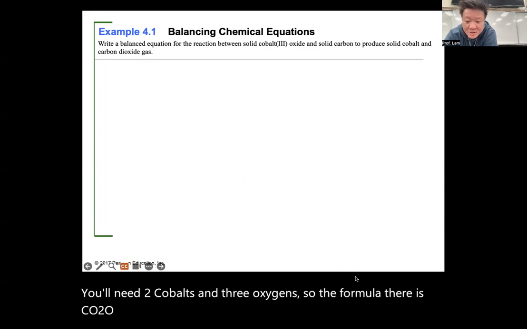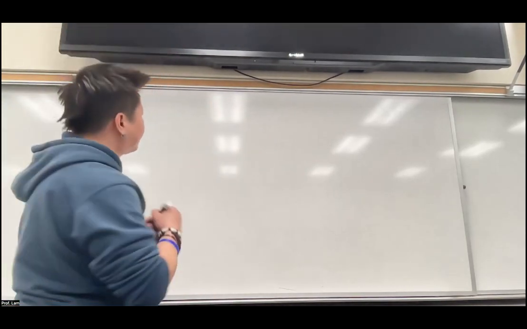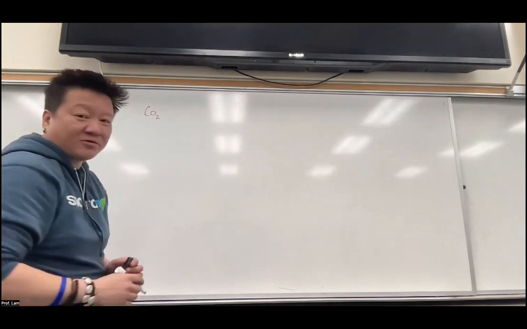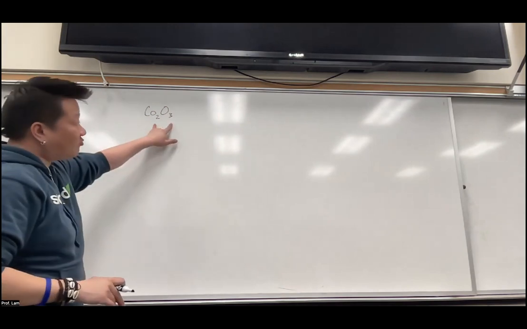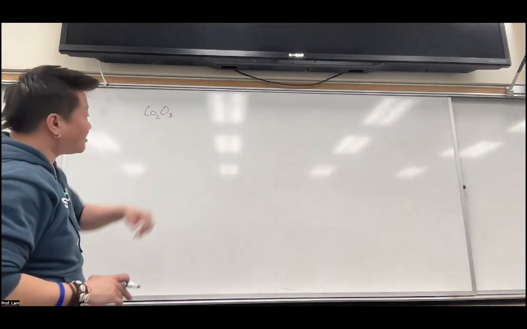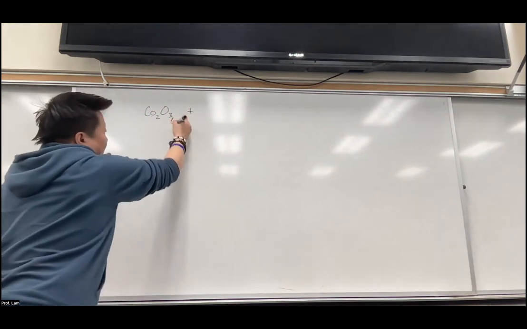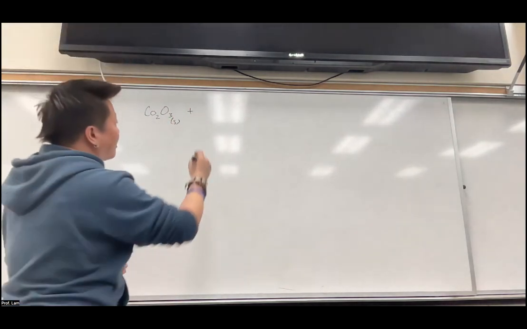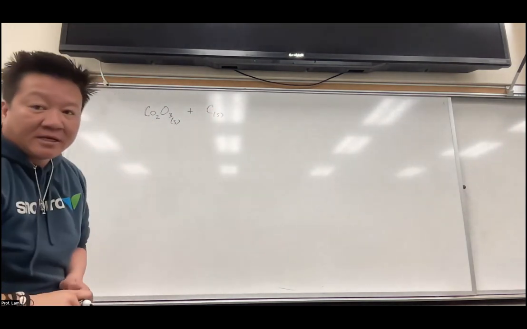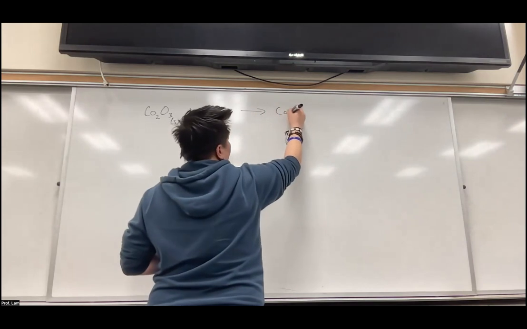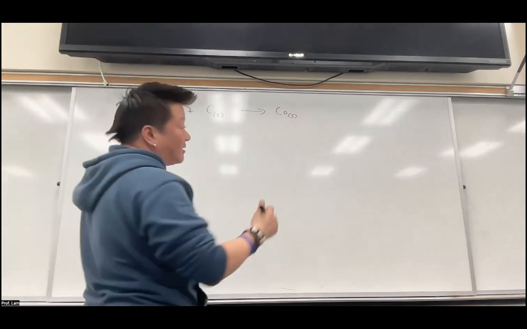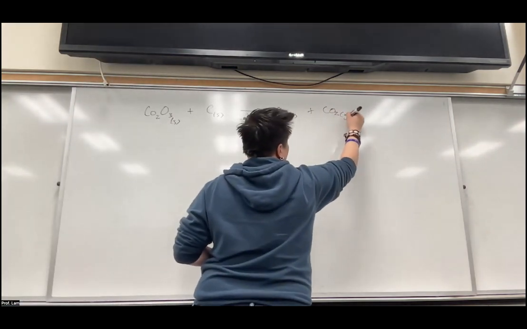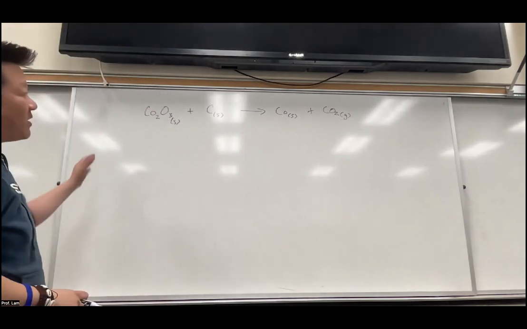Let's go to the board and write that down. So we have cobalt-3 oxide, Co, we need 2 of those and 3 oxygens. Remember, they have to be neutral. Cobalt is 3 plus, oxygen is 2 minus. And it's in the solid state, it tells you. And solid carbon will produce solid cobalt and carbon dioxide. You know what carbon dioxide is? CO2 gas.